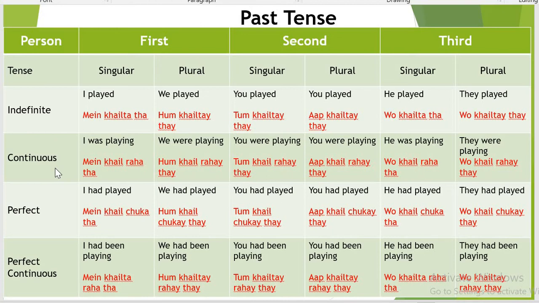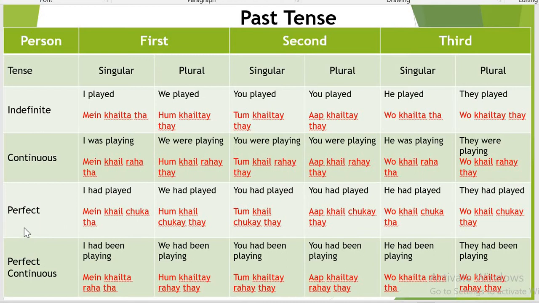Okay. Now continuous. I was playing. मैं खेल रहा था. हम खेल रहे थे. तुम खेल रहे थे. आप खेल रहे थे. वो खेल रहा था. And वो खेल रहे थे. That was the continuous tense.